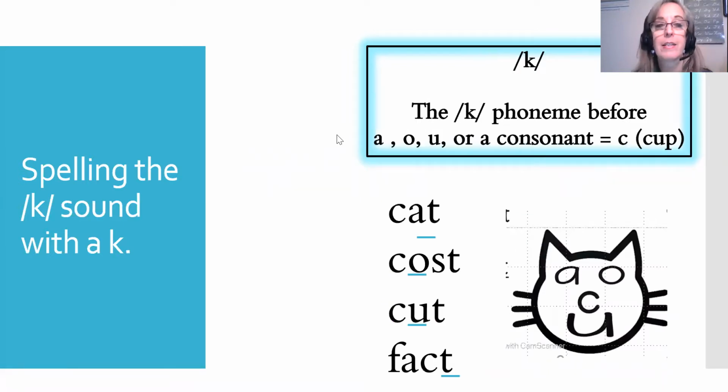Our next letter is a C. Let's look at the rule box. The k phoneme before A, O, U, or consonant is spelled C as in cup. Cat, cost, cut, fact. If you look at the picture of the cute kitty cat, it has an A, an O, a C, and a U. Another thing to train your brain that when you hear the A, the O, the C, or a consonant or a U after a k sound, it's going to be spelled with a C.